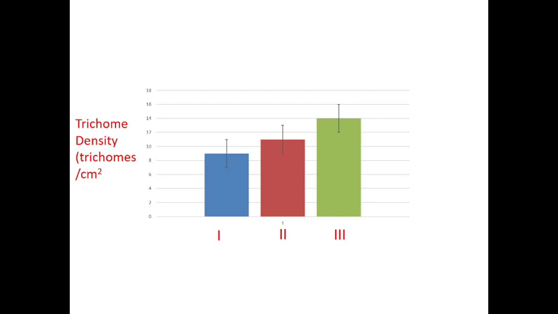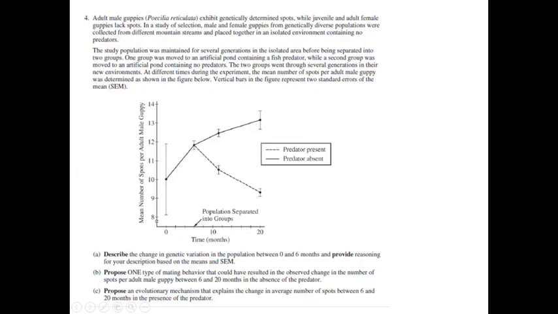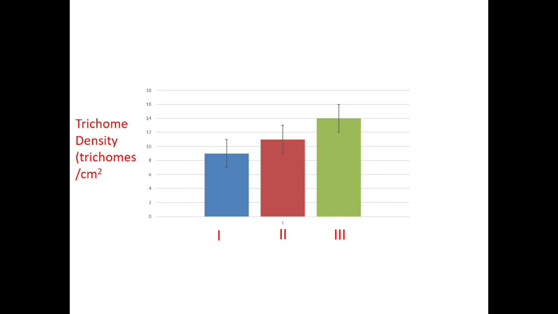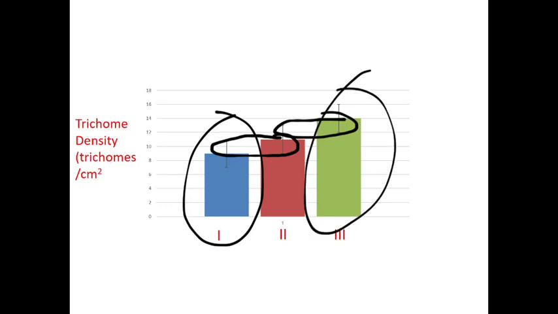Here's a version of the same graph I just drew by hand. This one was done with Excel. Again, you can notice that groups 2 and 3, their error bars overlapped in this particular area. Group 1 and 2, their error bars overlapped in here. But again, there was no overlap between 1 and 3. Therefore, groups 1 and 3 are more likely to be statistically different than any of the other 2 groups.